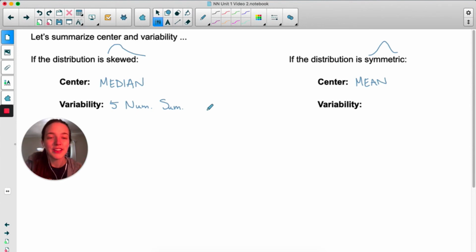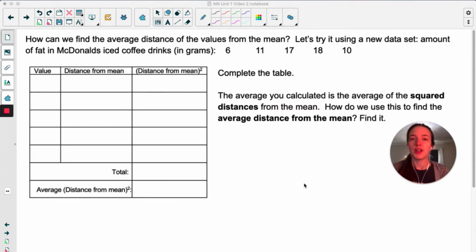Now, if the distribution is symmetric and we're using the mean, the 5-number summary doesn't really make sense. We need a different measure of variability if our center is a mean. So we're going to use a smaller data set here because we're going to do some calculations by hand and I don't want it to be too painful. I found 5 different iced coffee drinks from McDonald's and recorded the amount of fat in each of those drinks.